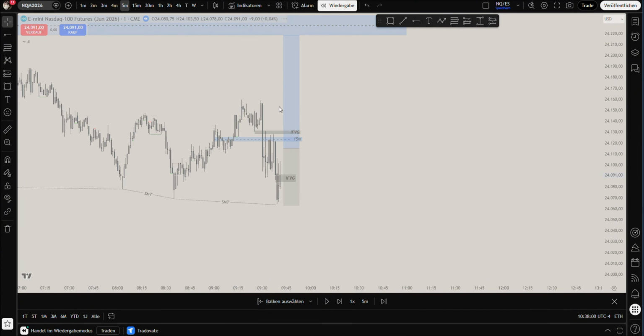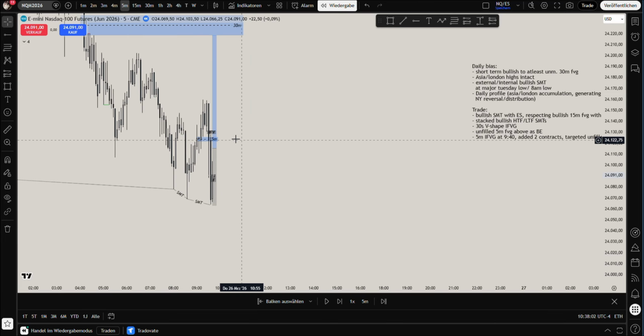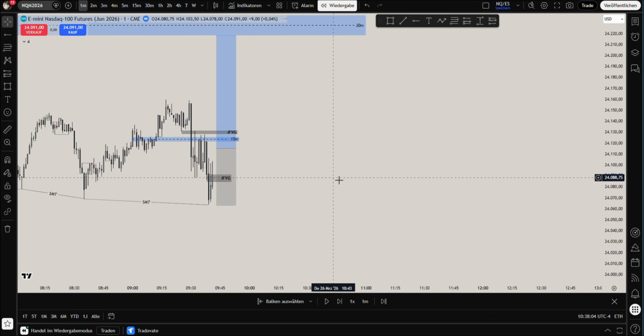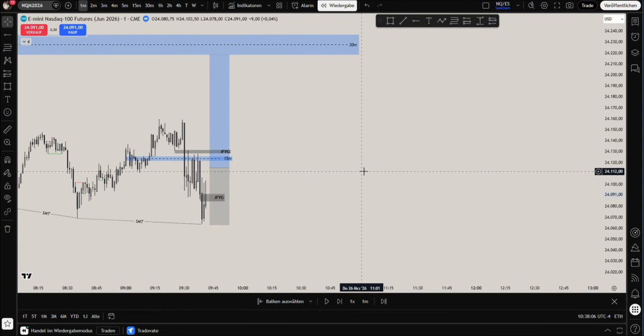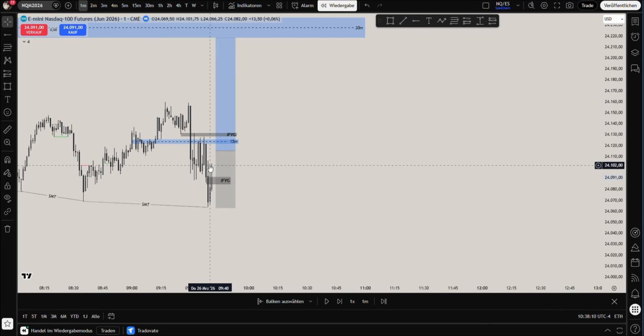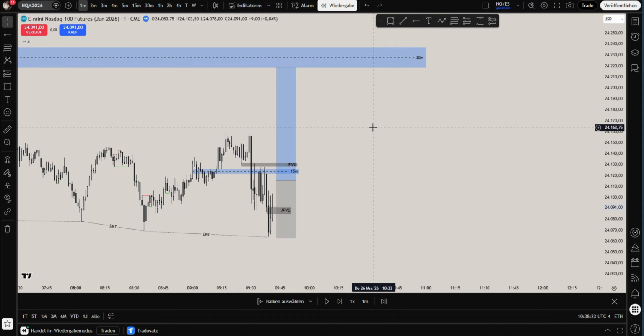We then created an unmitigated 5-minute fair value gap, which was up here, which I marked as the second IFVG. Why I did that, I'm gonna go through later. Right at the bottom, we then had a 30-second inversion. I look at my 30 seconds on Tradovate because I don't want to pay an extra $50 just to see 30-second inversions. But you can look it up yourself. That definitely was a 30-second inversion.